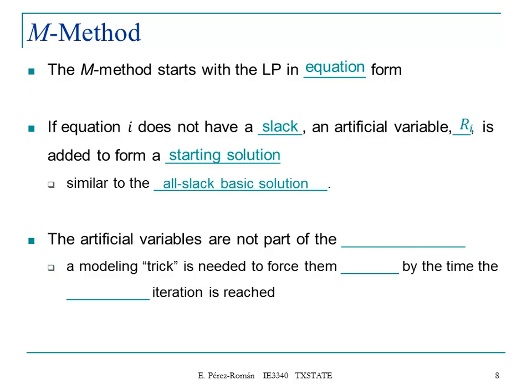The artificial variables are not part of the original problem. It is a modeling trick, and they need to be forced to 0 by the time the optimal iteration is reached. So we're going to start our method using these artificial variables, but by the time we get to the optimal tableau, we're going to force those variables to 0, so they are not part of the problem anymore. We add them and then force them to be outside the problem in order to get the optimal solution.